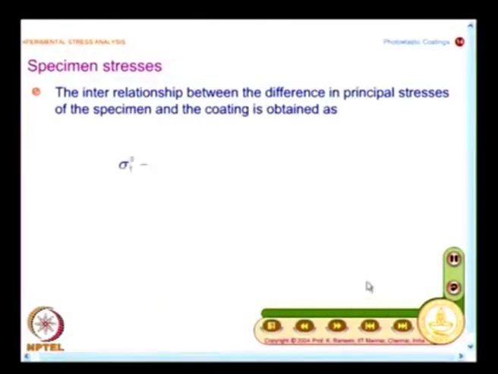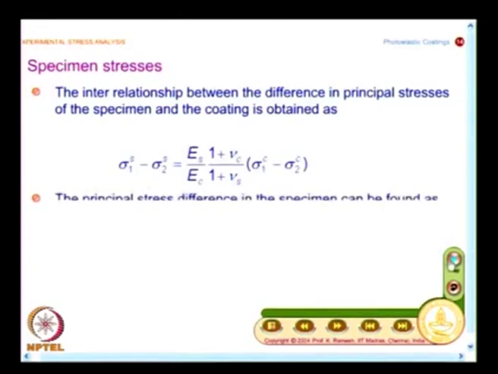So, the specimen stresses are expressed as follows. You have Young's modulus of the specimen divided by the Young's modulus of the coating, multiplied by 1 plus nu c divided by 1 plus nu s, into sigma 1 c minus sigma 2 c. Whatever expression we have got individually for sigma 1 c and sigma 2 c can be recast in a form which relates the specimen stress difference to the coating stress difference. And now what we will do, we will replace the coating stress difference in terms of the fringe orders.